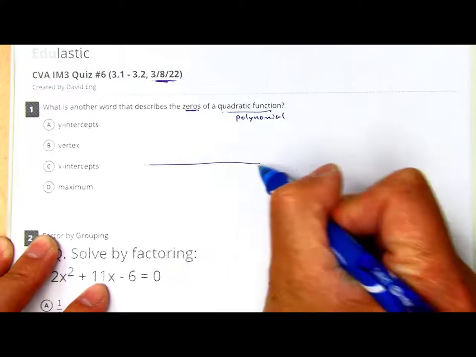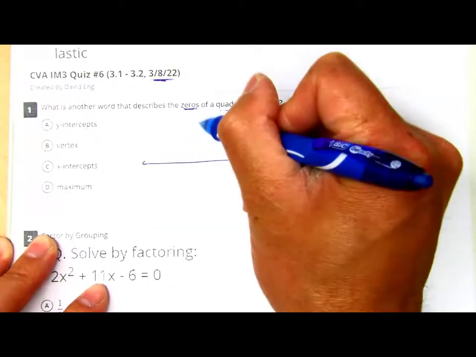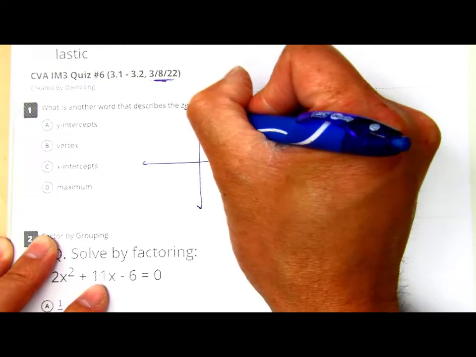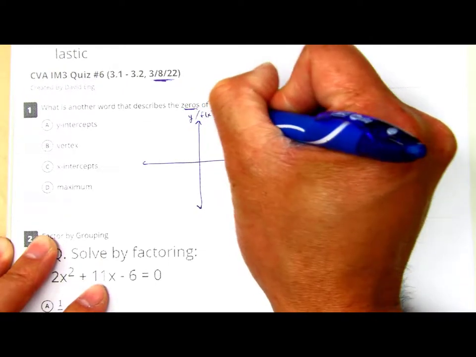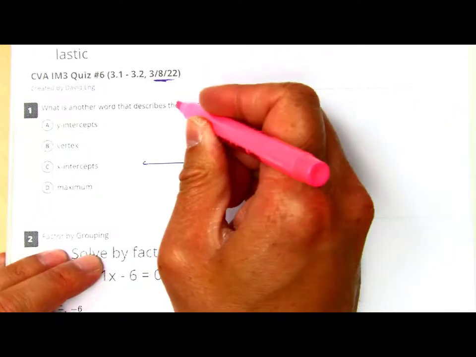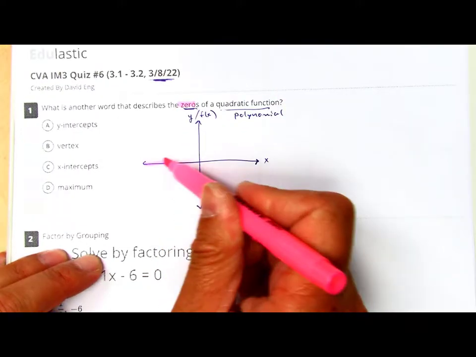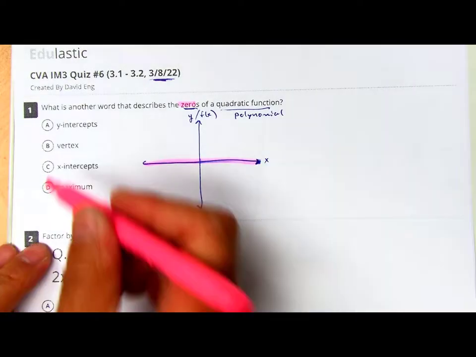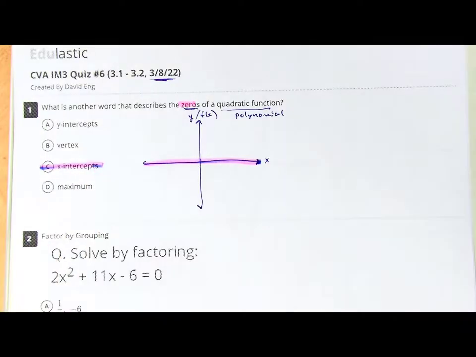If you draw yourself a coordinate plane, this is the x, this is the y, or they also call this the f of x. And basically, a zero is anything that crosses this one. And that one is called the x-intercept. Question number 1 is C, x-intercepts.